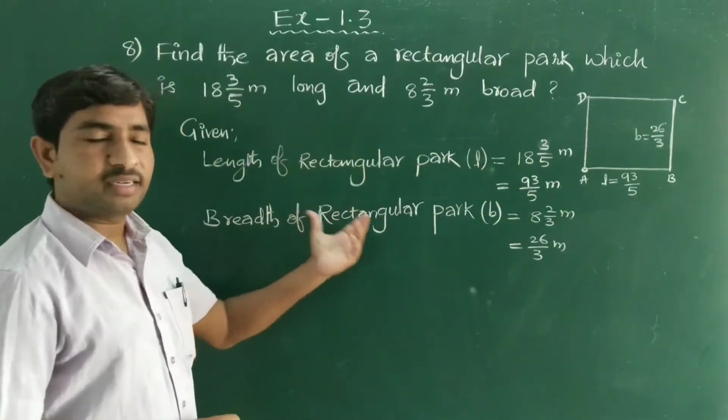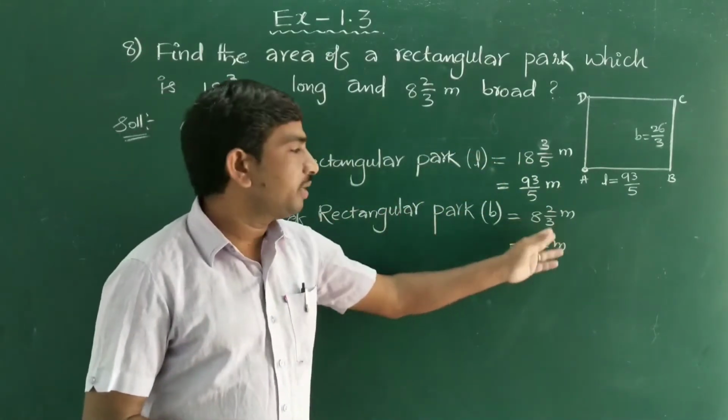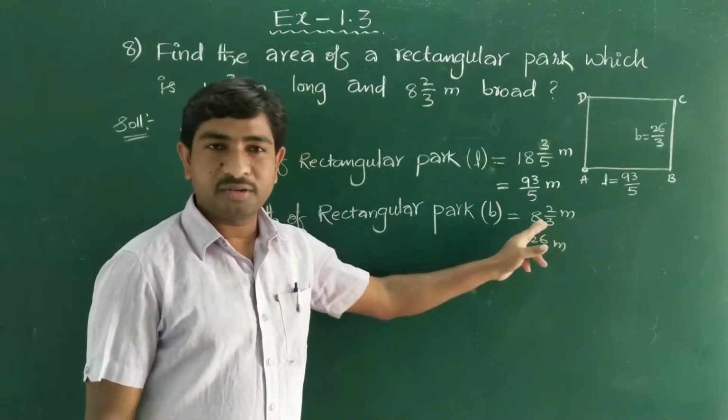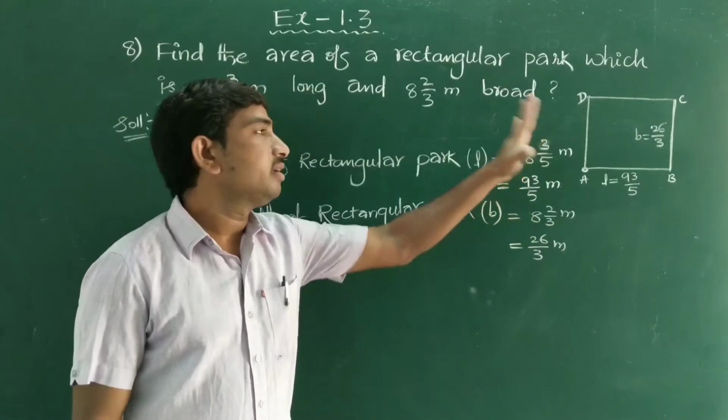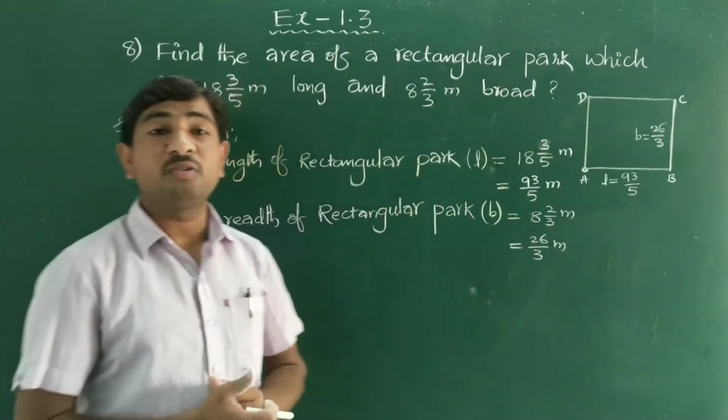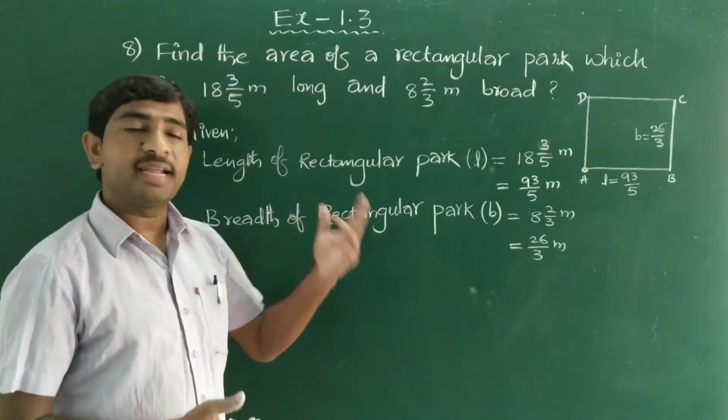And the breadth of the rectangular field is what? 8 2/3 meters, that is 3 times 8 is 24, plus 2, 26/3 meters. This is the breadth of the rectangular field. Now what do we have to find? The area of the rectangular field.